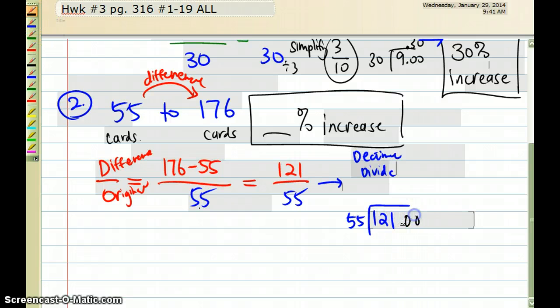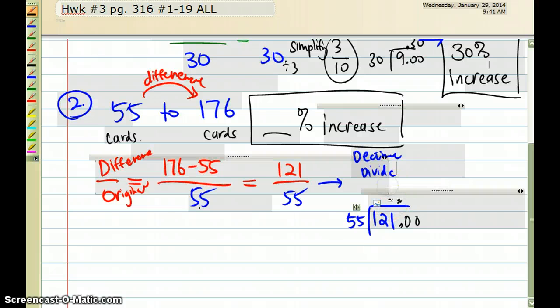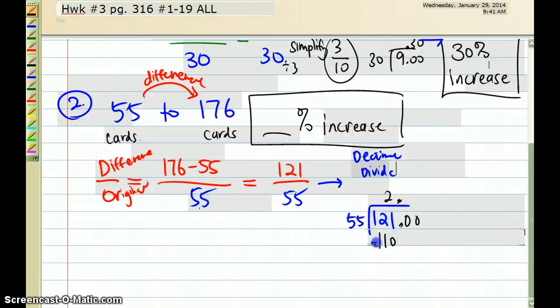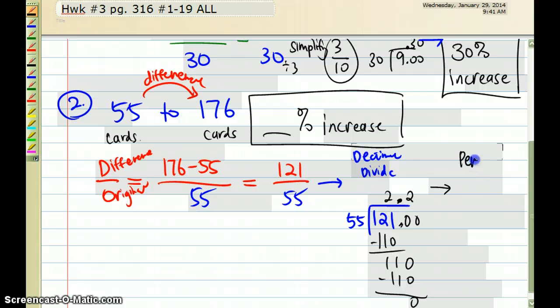This is where I've got to show quite a bit of work. So I've got two here. I get 110. Then I have 110, then I have another 2. That's 110, 0. So I've got 2.2. That's my decimal. Then I'm going to change that decimal to a percent.